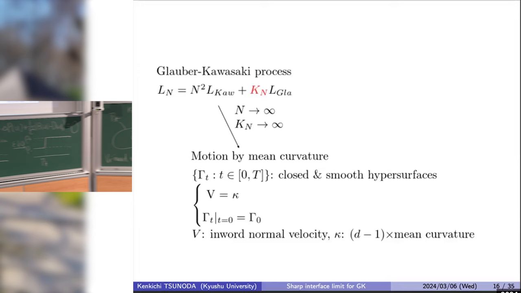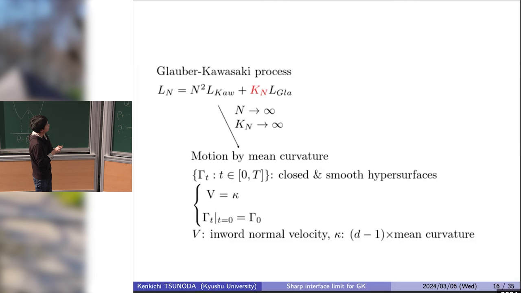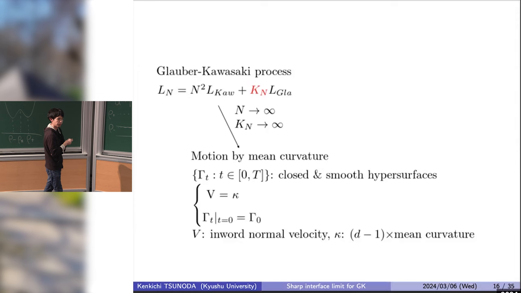And our result is something like the following. If we take k_n diverging like this, and we can take this limit simultaneously, then we can directly reach the motion by mean curvature from the interacting particle system. This is our previous result.